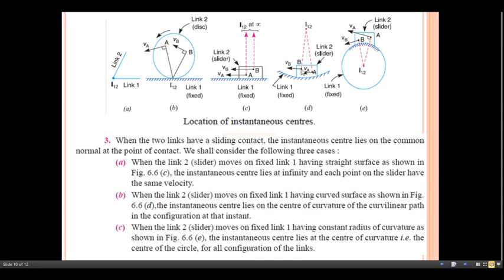So here we can get the first point, here we can get the second point. If I draw the line from this one, both the lines meet at this spot. This is known as the instantaneous center. In the next case, if you see here, a concave shape and a convex shape. According to that, the slider will slide on the external surface of this circular or fixed link.